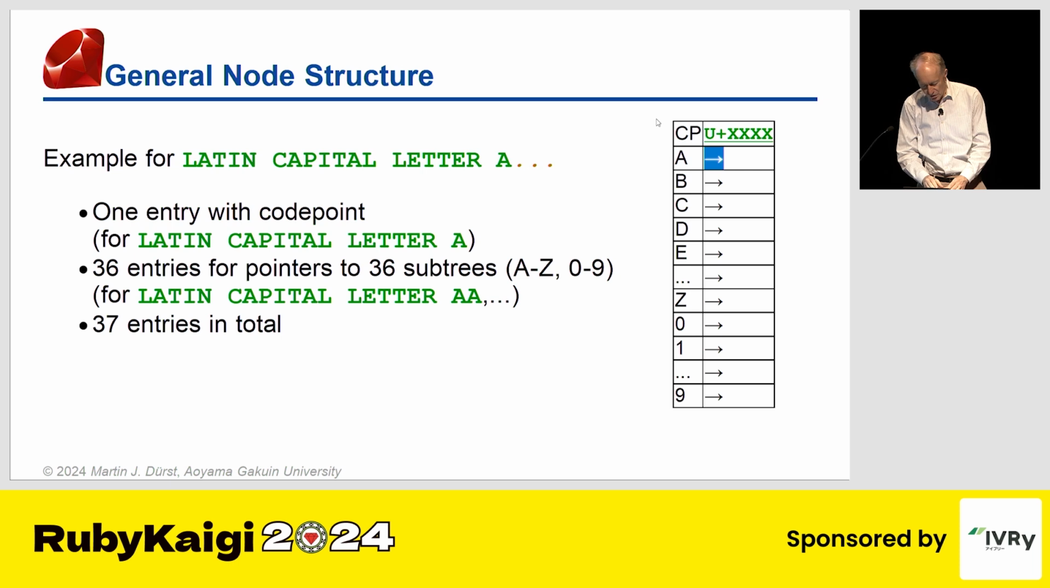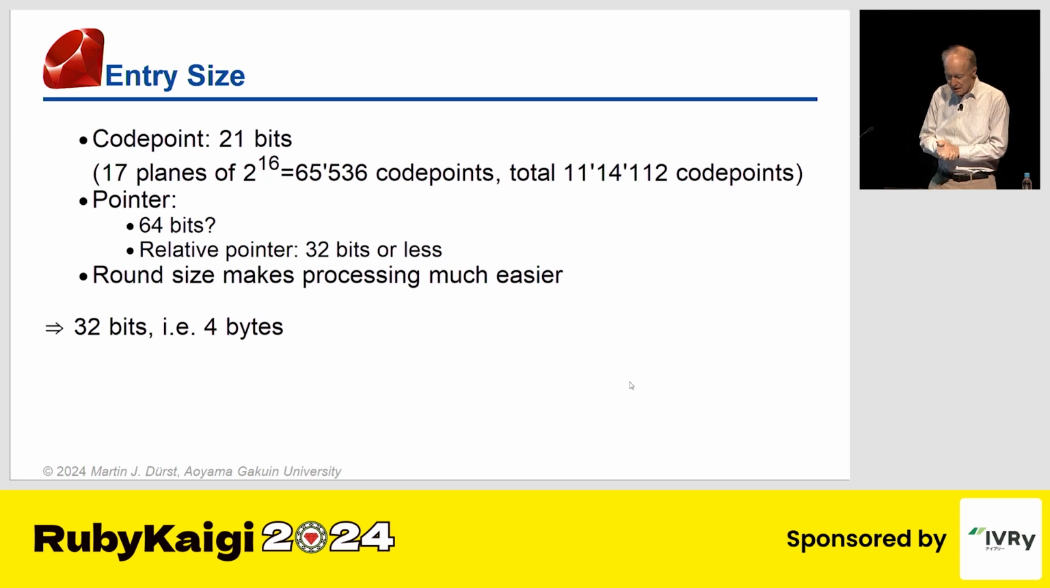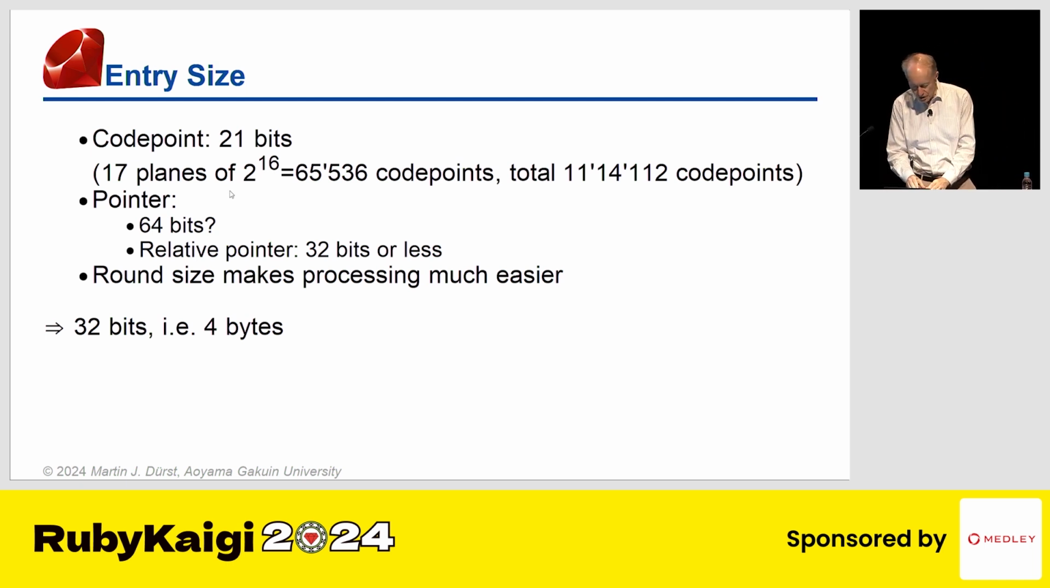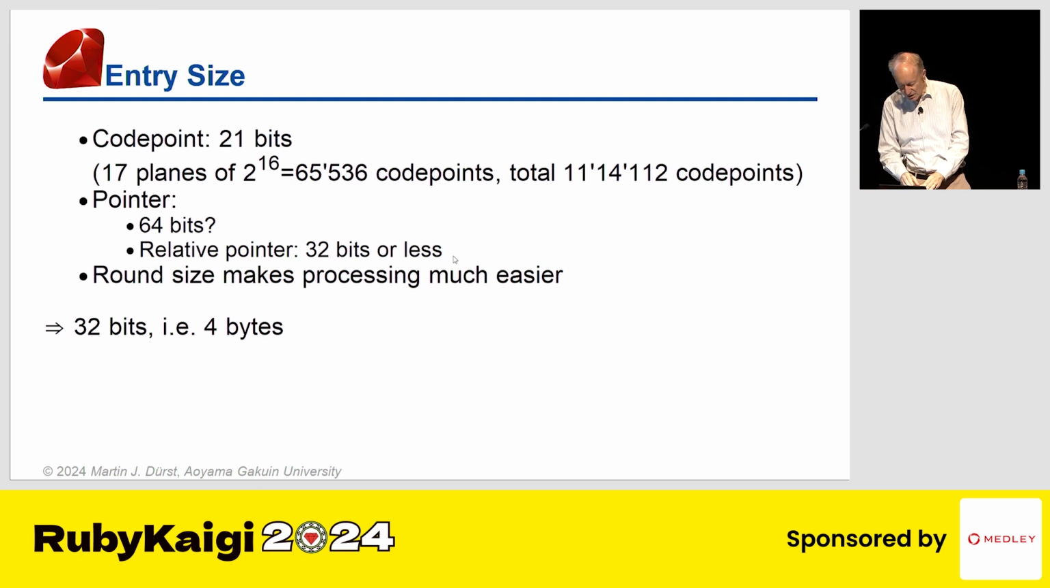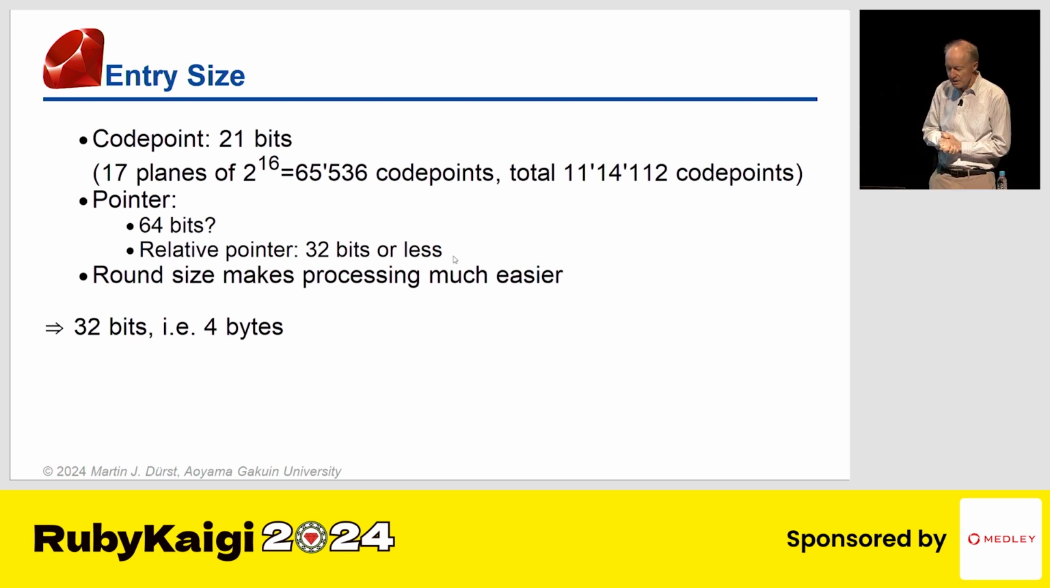Overall, we have 37 entries here. So it's quite a bit. And so what size do we need here? Well, the code point is 21 bits. Here's the calculation. The pointer, in general, these days would be 64 bits. But we can use relative pointers, so it's only 32 bits or less.